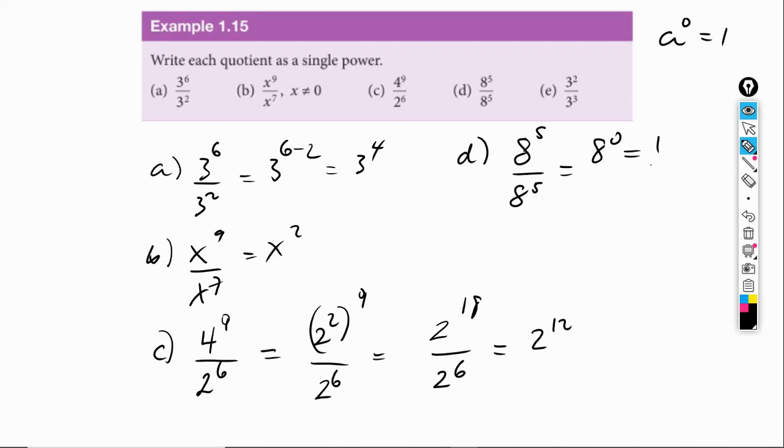Then we have for letter E, 3 squared over 3 cubed. And this is 2 minus 3, so it would be negative 1. So this would be 3 to the minus 1.